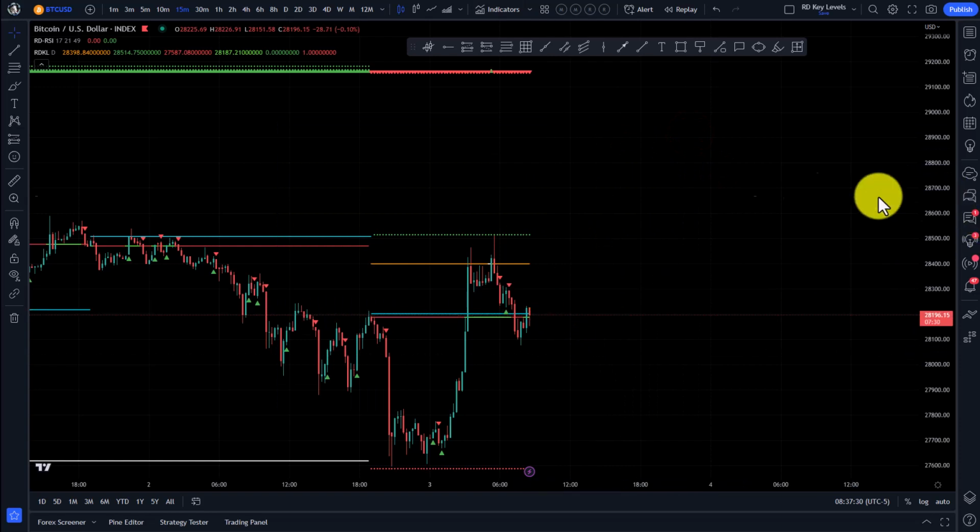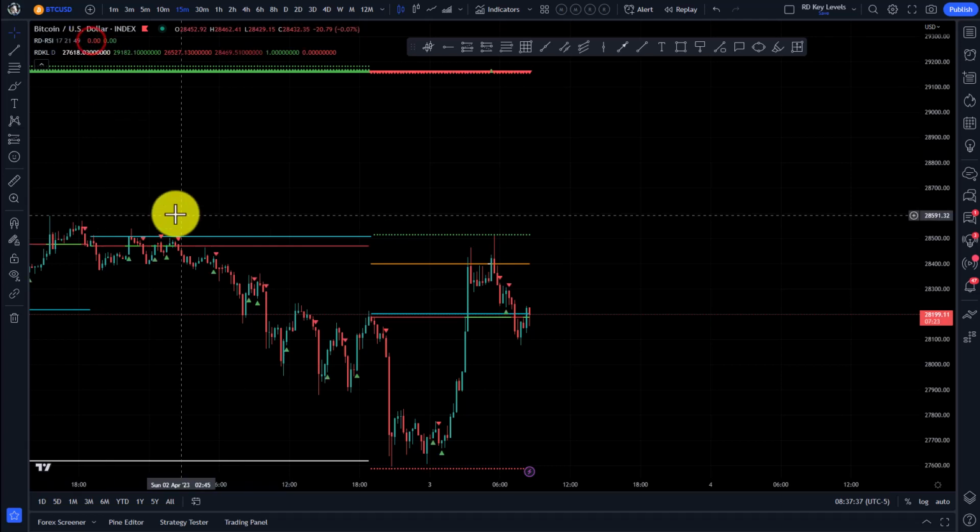And what we see here, actually, I do have an indicator here, the RD RSI. That's actually a member indicator. Let's turn that off. That indicator here is just the triangles that you see here in the chart.